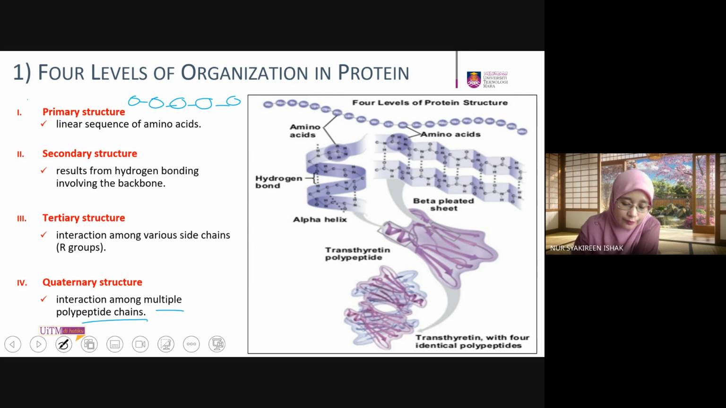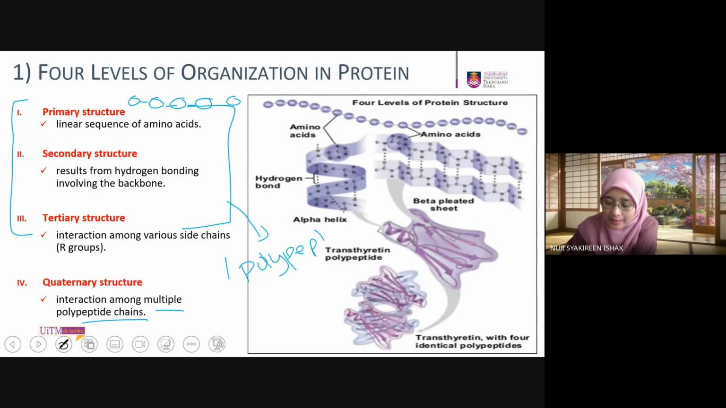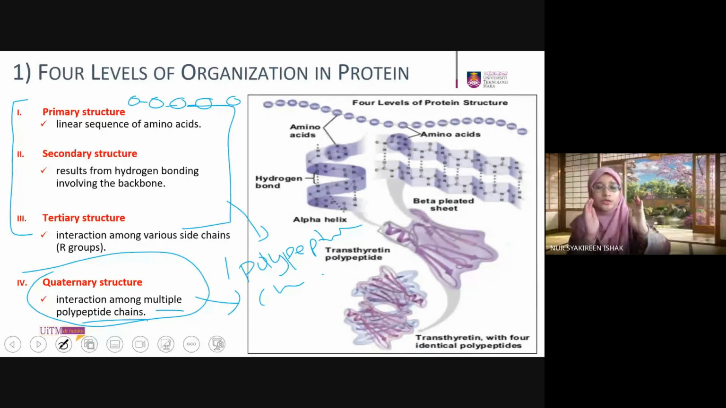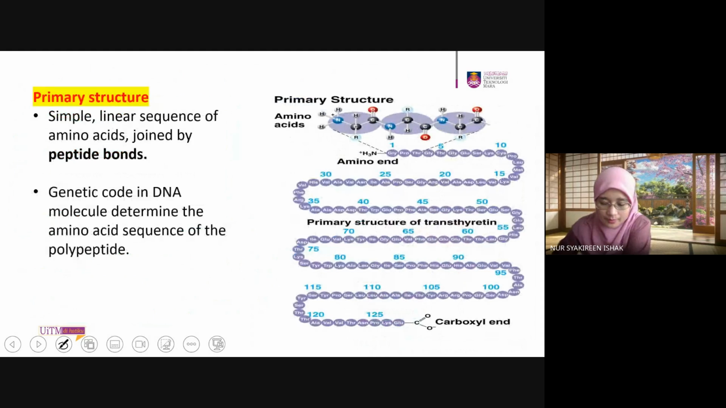Okay. So for the primary, secondary, and tertiary structure, you have to remember it only involves one polypeptide chain. For the quaternary structure, it involves the interaction between two or more polypeptide chains that are interacting to form a functional protein. So the first one is primary structure, a simple linear sequence of amino acids joined by peptide bonds.